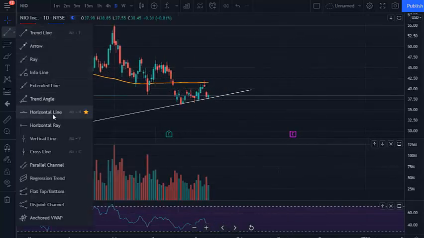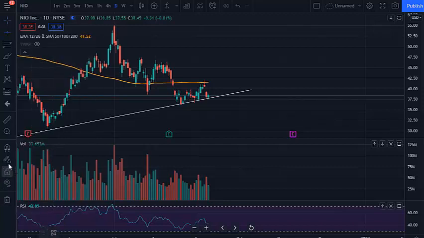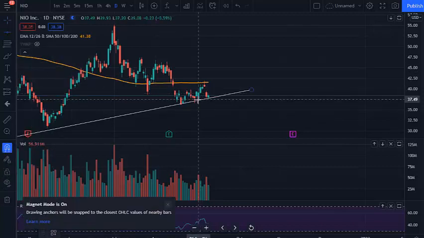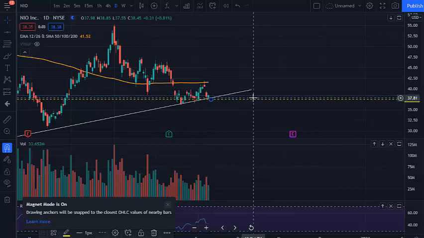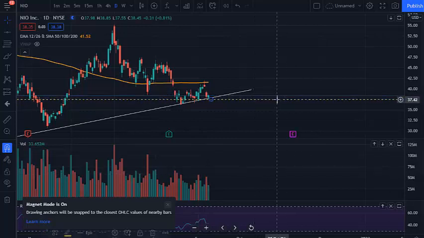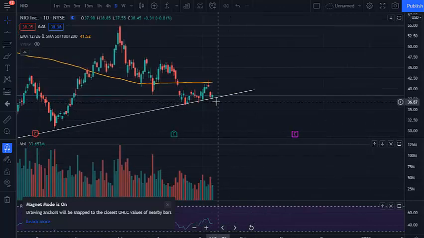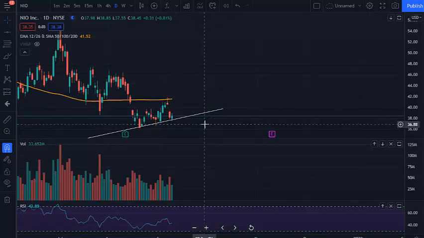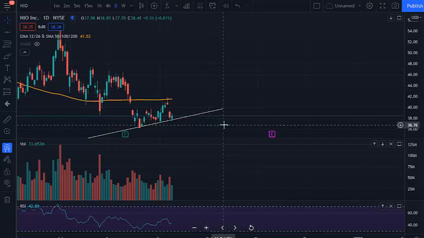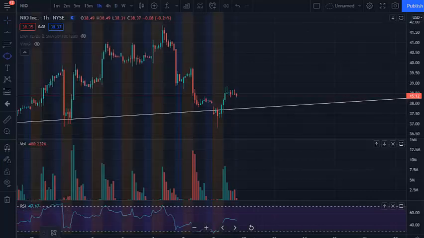Do we see any support? Any daily double bottoms? I don't see anything jumping out at me here. So what we're looking at is hoping for a bounce off this trend line. Today's low was lower than yesterday, so there's no guarantee that we're going to go up tomorrow.